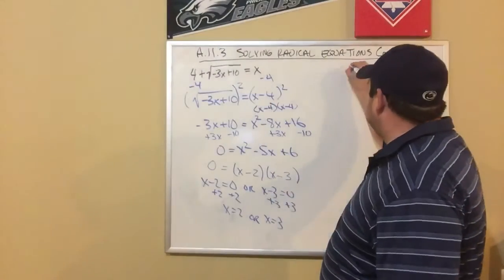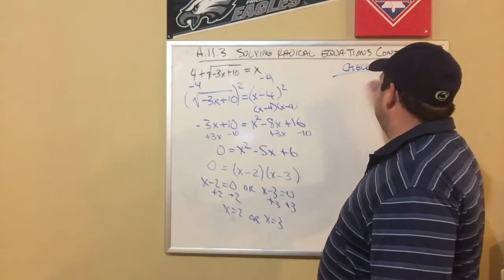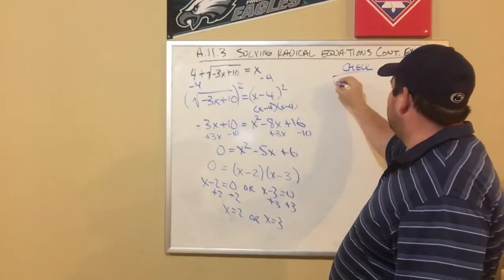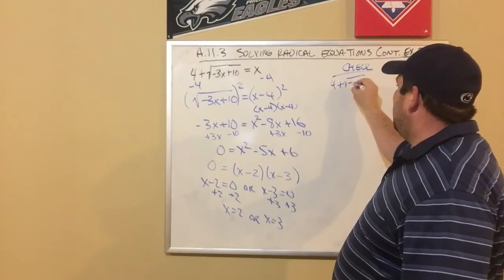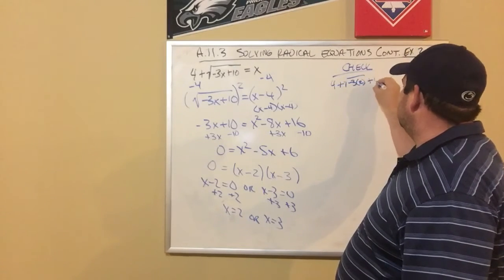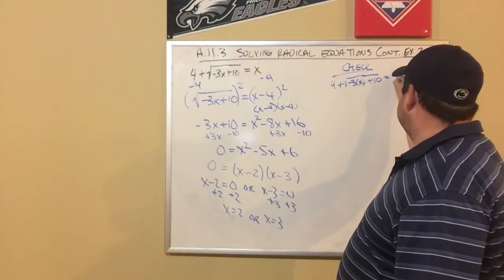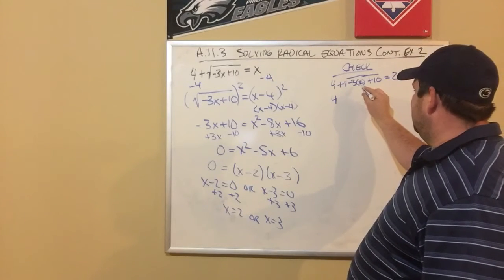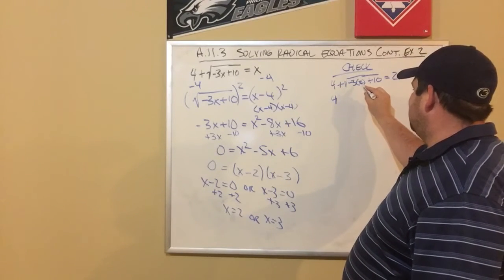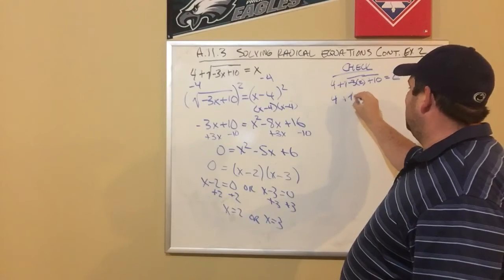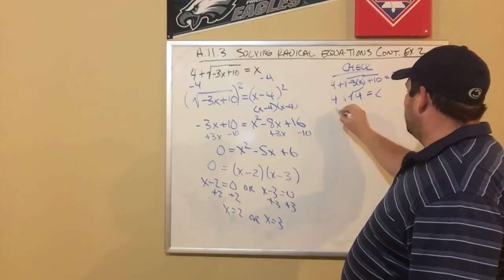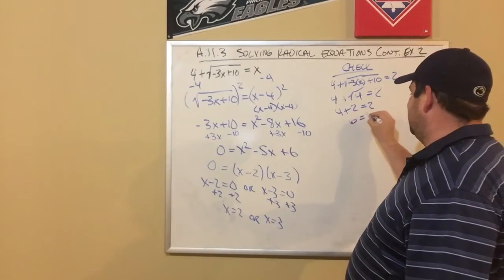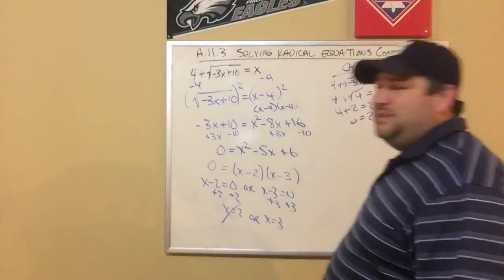So I'm going to check here. On the last video, I didn't write check. It doesn't matter. So x equals 2, so I'm going to plug that in. 4 plus the square root of negative 3 times 2 plus 10, and that equals 2. So I'm going to do this math here. Negative 3 times 2 is negative 6, plus 10 is 4. So I got the square root of 4 there. Square root of 4 is 2. So 4 plus 2 equals 2. That is not true. 6 equals 2. So that means x equals 2 doesn't work.